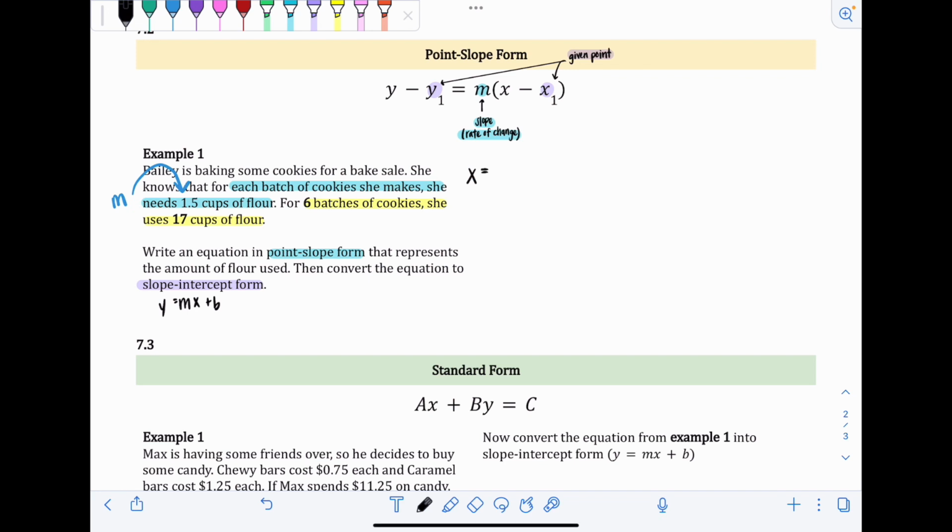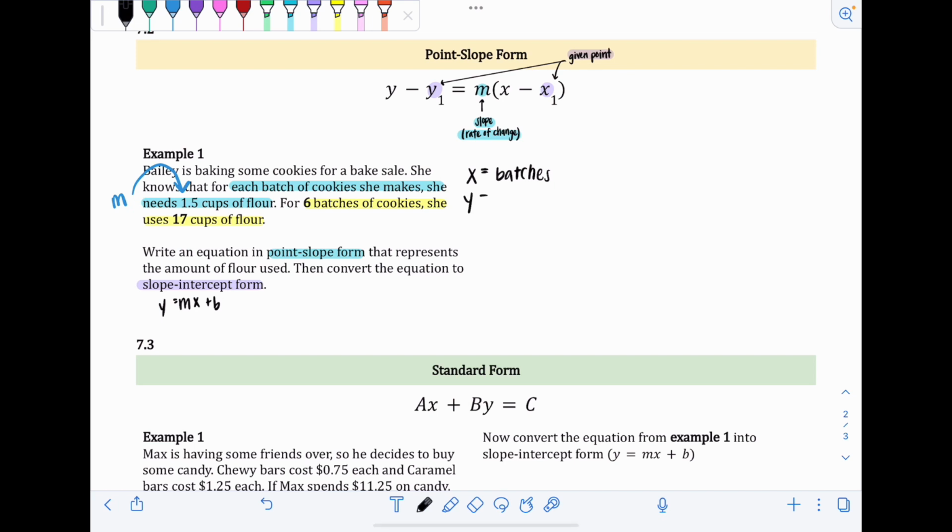So in this case, we have to think about, is the independent variable how many batches of cookies she's making or how many cups of flour she needs? If she wants to bake a certain amount of cookies, that's going to be her deciding factor, so that's going to be her independent variable. So we'll say X is the batches of cookies. I'm just going to shorten it to batches.